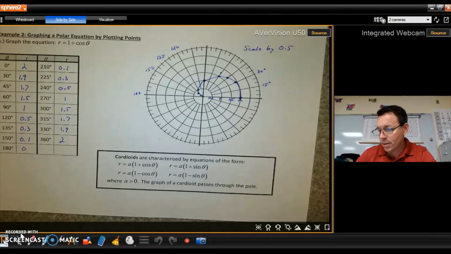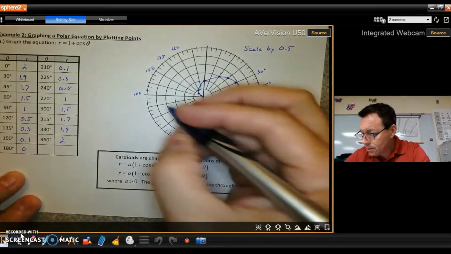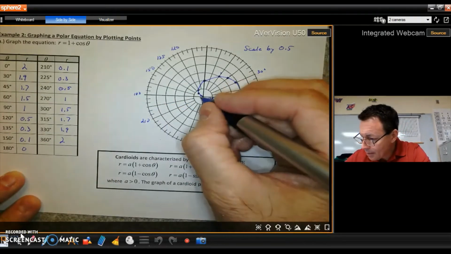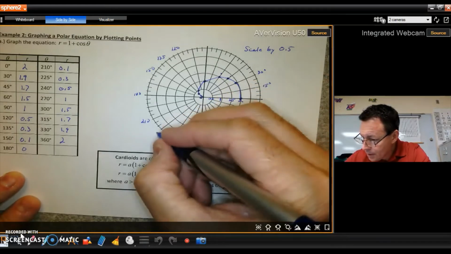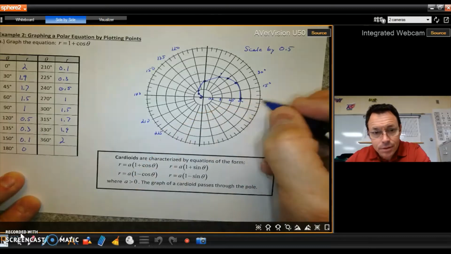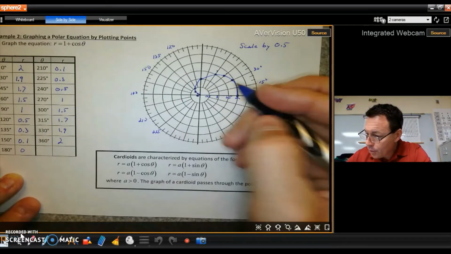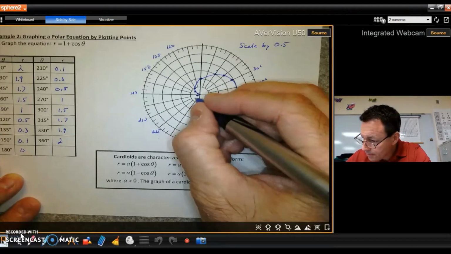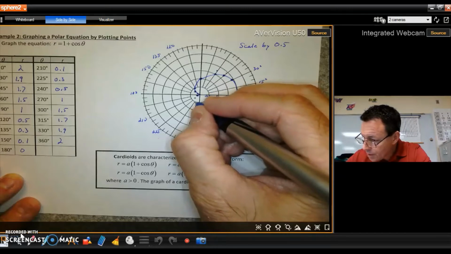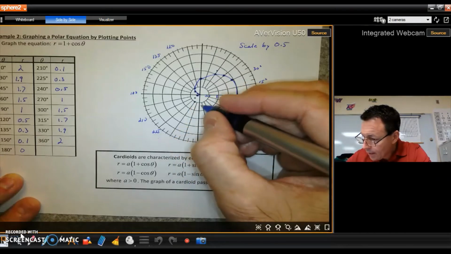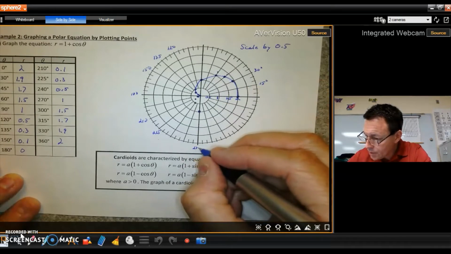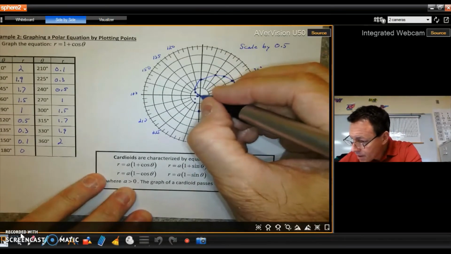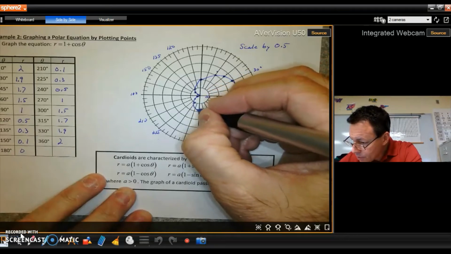Okay, and then let's keep going. Here's 210. I'm back at 0.1, so I'm out just a little bit. This is 225. That should be at 0.3, so a little bit further. Then I should be at 0.5, and then I should be at 1, right, at 270. I'm going to stop, draw what I've got.